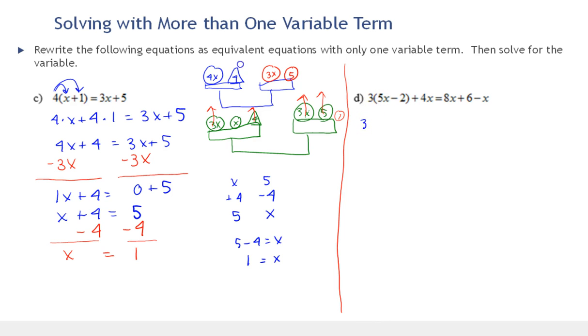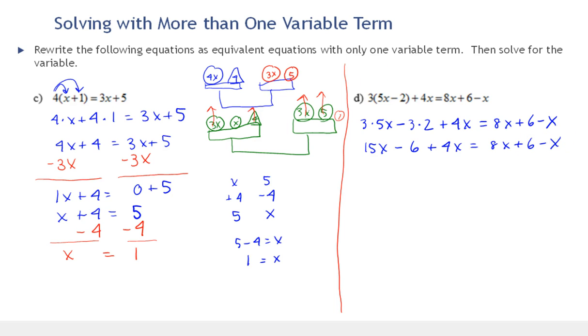Here we have 3 times 5x minus 3 times 2 plus 4x equals 8x plus 6 minus x. So we distributed. Now I'm going to multiply. 3 times 5 is 15, so this is 15x minus 6 plus 4x equals 8x plus 6 minus x.